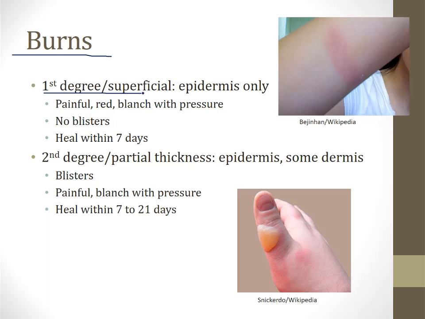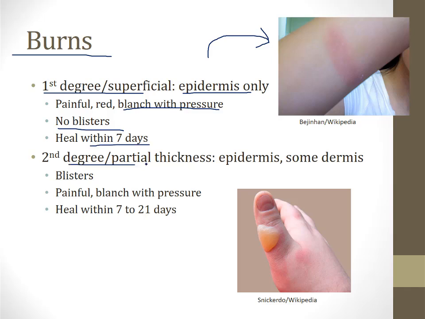First degree or superficial skin burns involve only the epidermis. These tend to be painful and red, like this picture shown on the screen here. In addition, they blanch with pressure, so the reason these are red is because there's more blood flow to that area of the skin. So when you put pressure on that area of the skin, you cut off the blood flow and the lesion blanches, meaning it becomes white. That's a classic feature of first degree burns. There have to be no blisters present. If blisters are present, it's not a first degree burn, and these generally heal within about a week.